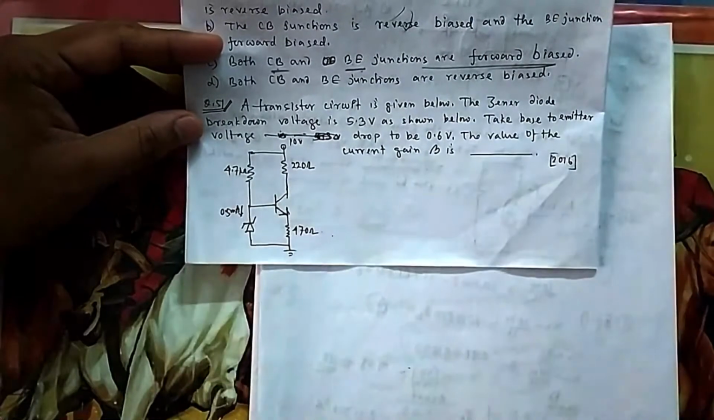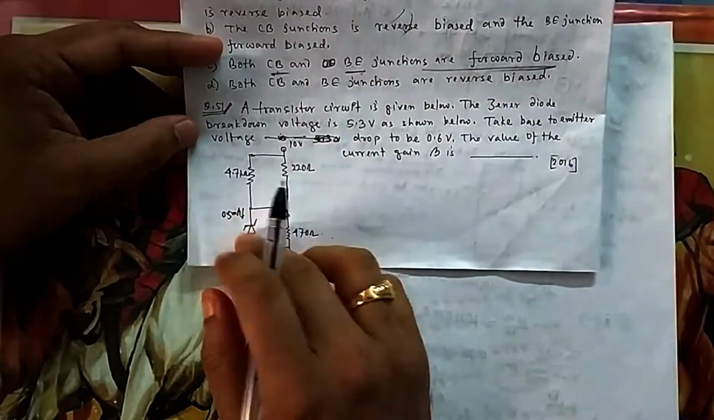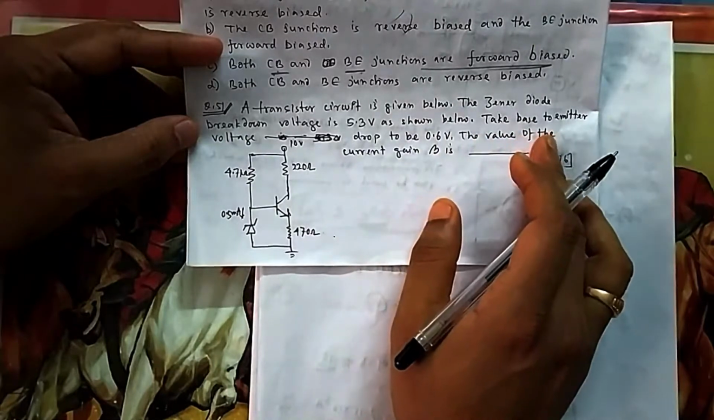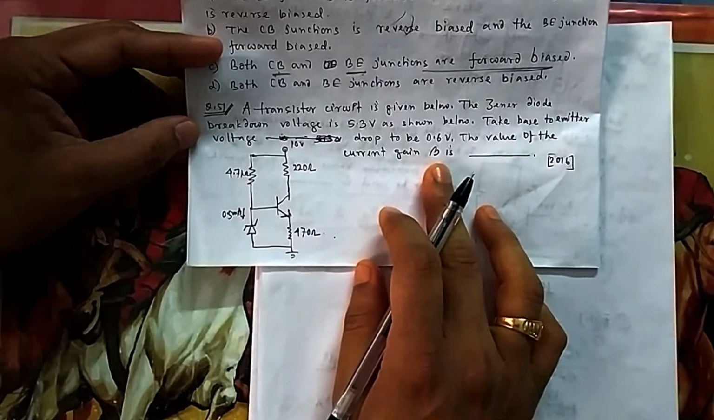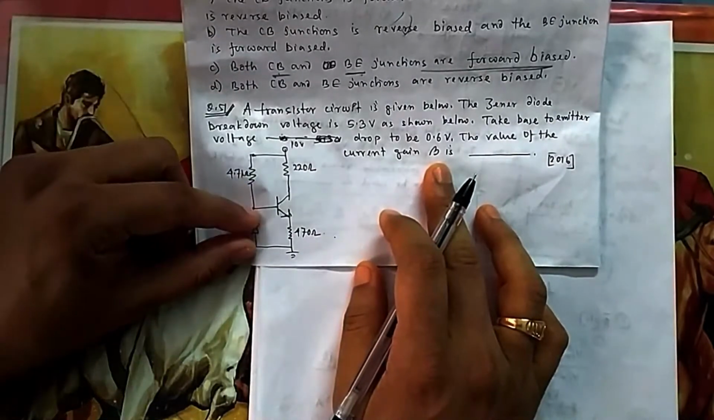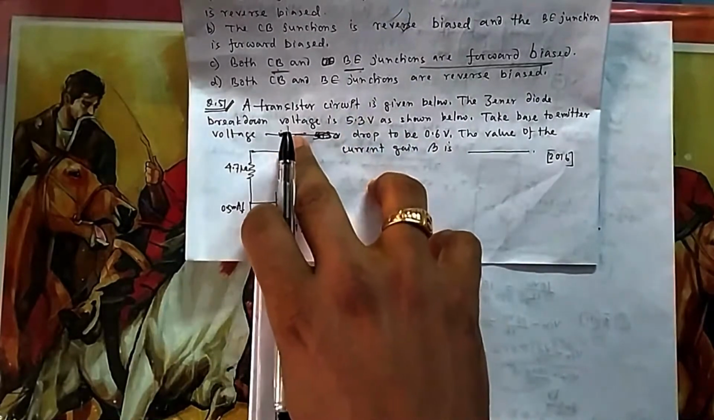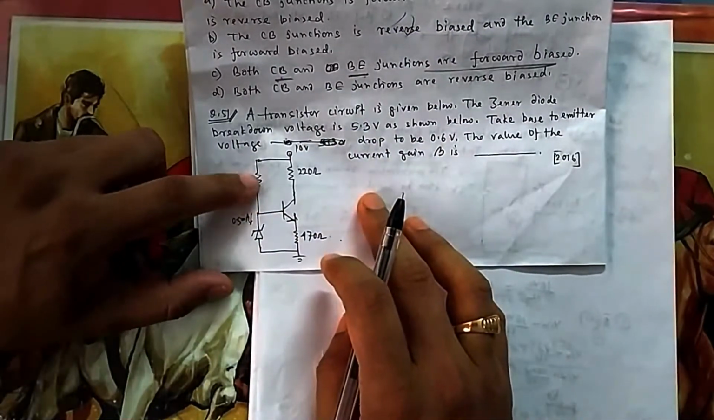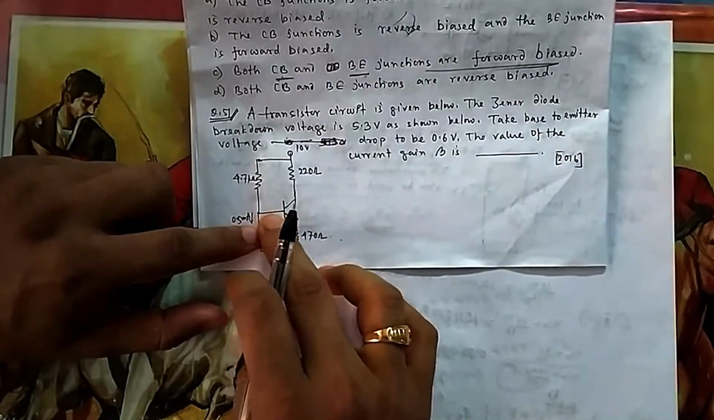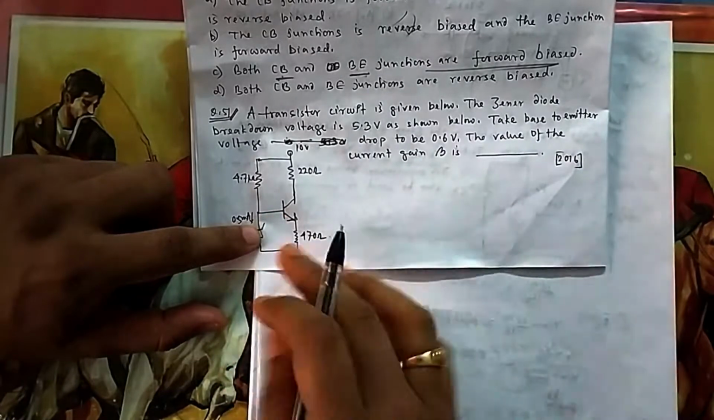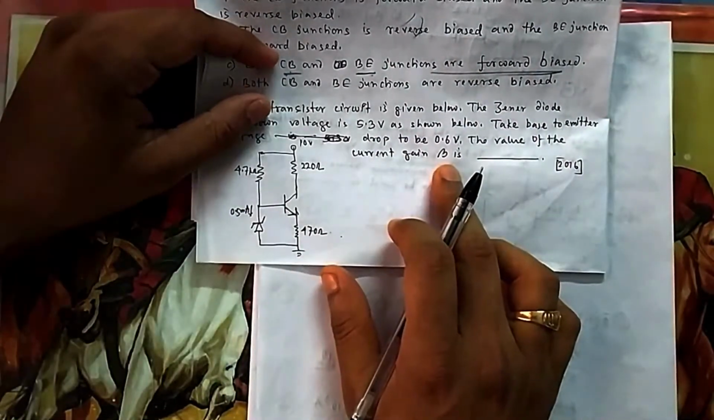Okay students, in question number 51, what they are asking: a transistor circuit is given below, the Zener diode breakdown is this much. As shown below, take the base to emitter voltage drop as 0.6. The value of the current gain beta is equal to what? Now the Zener breakdown voltage is given as 5.7 and you know 10 volt, so you can calculate this voltage. Once you know this voltage, because this branch current is given to you, you can easily calculate I base. From I base you can calculate your IC, IB, everything, and from that you can calculate your beta also.